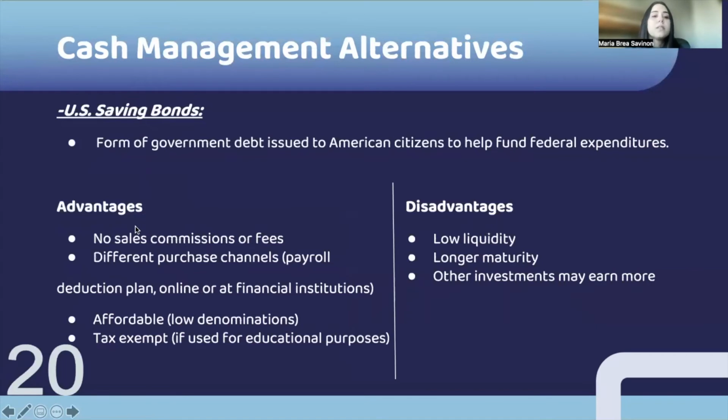And lastly, we have US savings bonds. It is a form of government debt issued to American citizens to help fund federal expenditures. Advantages are that you don't have sales commissions or fees. You have different purchase channels, such as a payroll deduction plan, and it can be online or at financial institutions. It is affordable, and you are tax exempt if it is used for educational purposes. The disadvantages are low liquidity, longer maturity, and other investments or cash alternatives may earn more. You can also have a penalty if it is redeemed before 5 years.